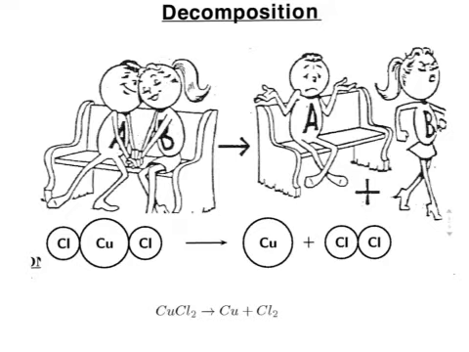The next type of reaction we're going to see is called a decomposition reaction. And decomposition is the exact opposite of a synthesis or combination reaction. We have a couple, A plus B, together, and then they separate out. We're going to be left with A plus B separately. The guy's wondering what's going on over here. In this decomposition reaction, we have copper plus chlorine together. Copper could be the male, chlorine will be the female. And then they separate out to get copper by itself and chlorine by itself.